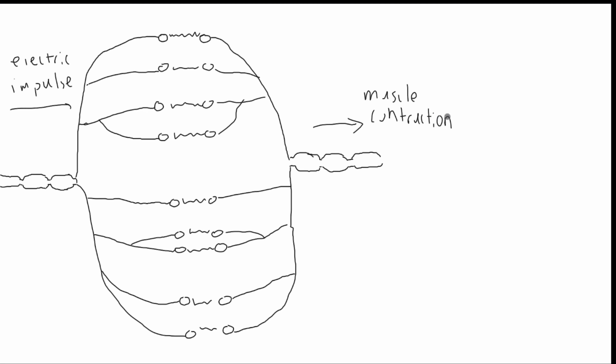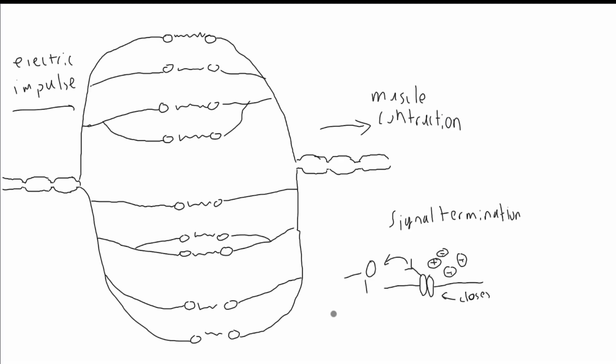to muscle contraction. The signal is terminated when acetylcholinesterase, an enzyme in the synaptic cleft, breaks down acetylcholine back into acetate and choline, which are both recycled.